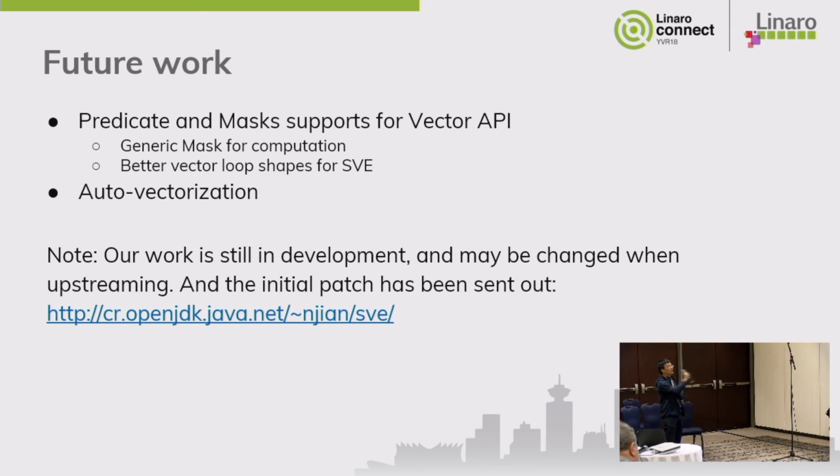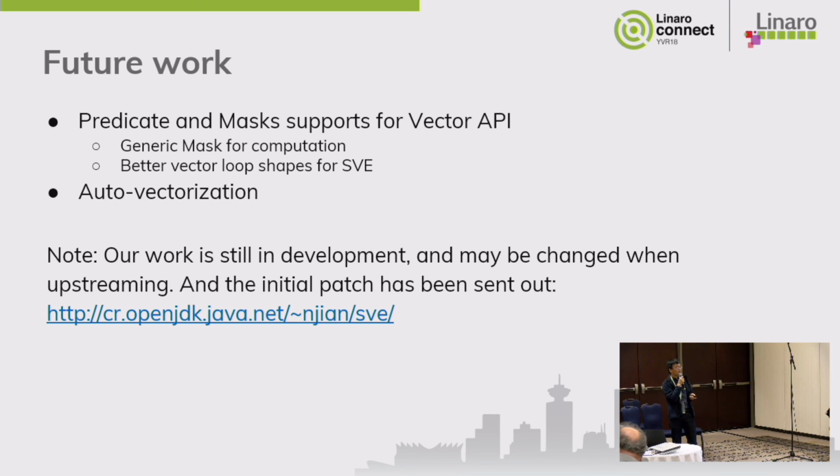So this is our current work. For the future, we will add predicate and mask support for the vector API, and this will include the generic mask computation. The current vector API has the masked API, so we need to support that, and we will need a better vector loop shape for SVE. You know that SVE will have the VLA programming model, which we will need to get support for in the vector API.